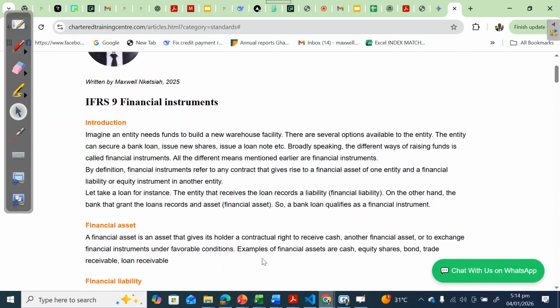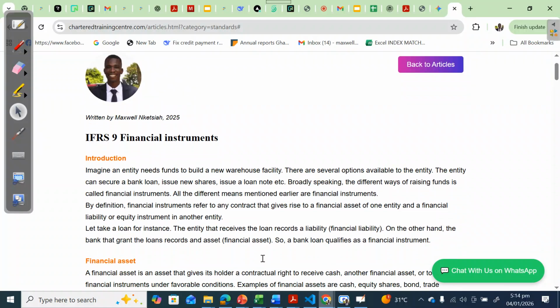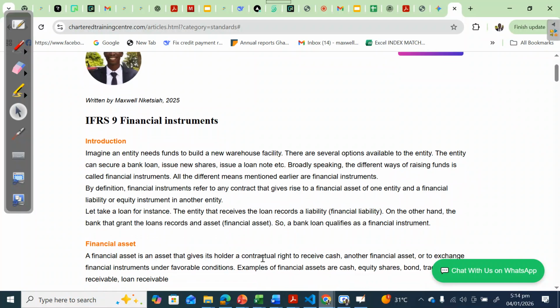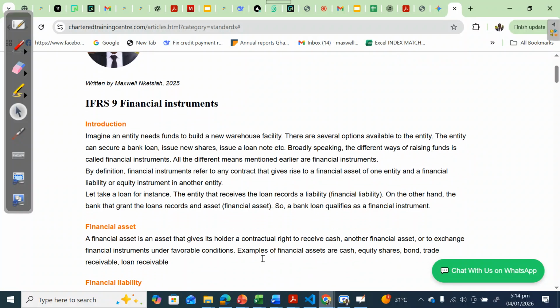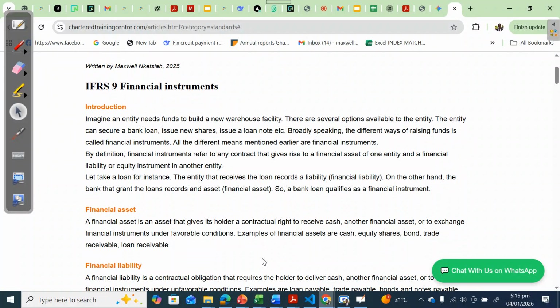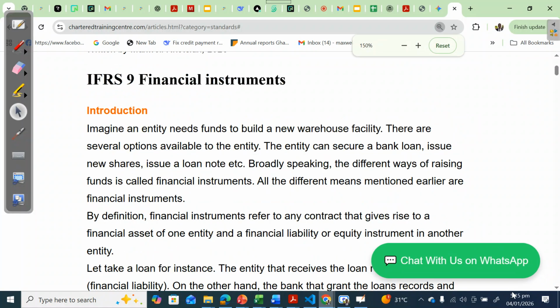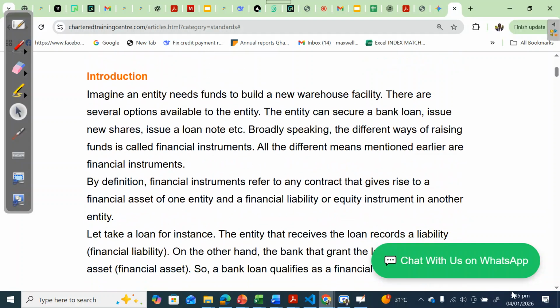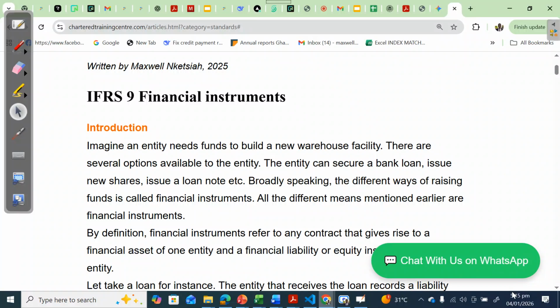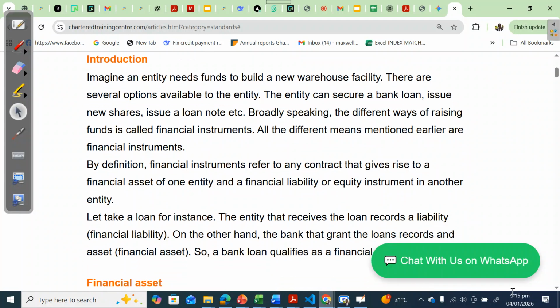Okay, let's look at IFRS 9 Financial Instruments. This standard looks at the definition of financial instruments, the classification of financial instruments, and the measurement of financial instruments, including initial recognition, subsequent recognition, and all that. So we need to first understand what financial instruments are.